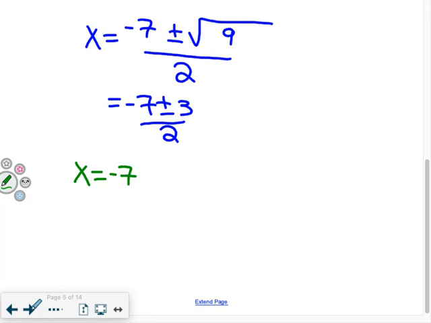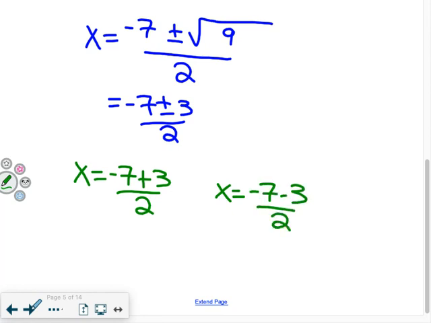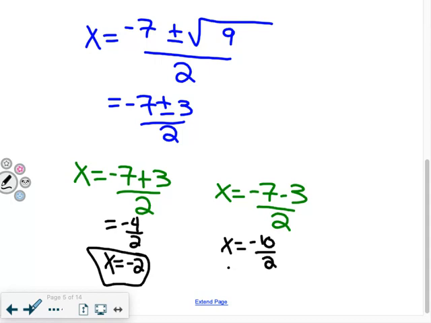X is equal to, break apart that plus or minus into 2 separate problems. So now we have negative 7 minus 3 over 2 as well. If we do this, x equals negative 7 plus 3, which gives us negative 4 over 2, or an answer of x is equal to negative 2. And then over here, we get x equals negative 10 over 2, or an answer of negative 5. And there are 2 answers, or our solutions, using the quadratic formula.